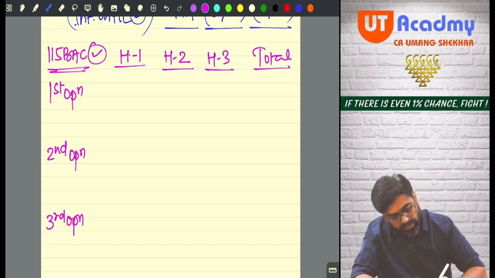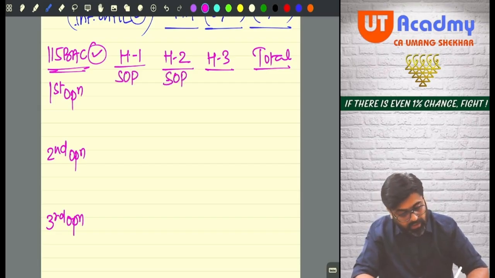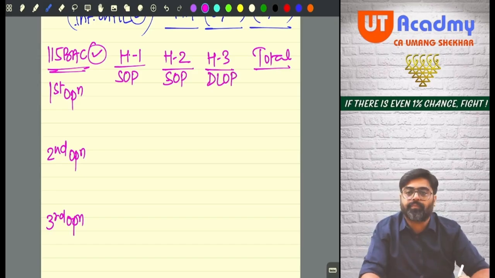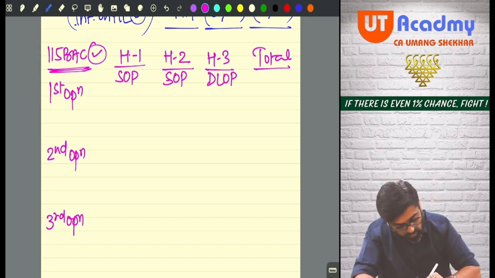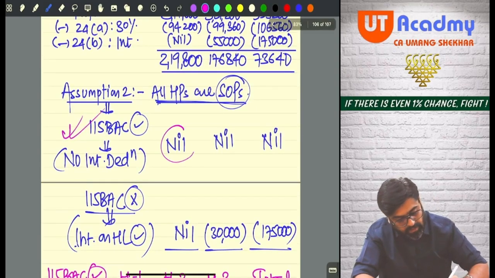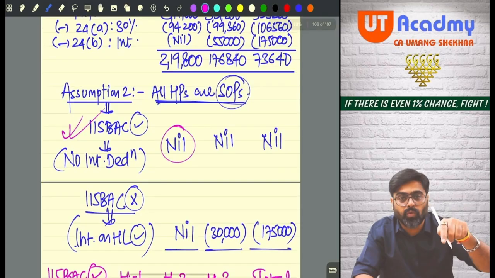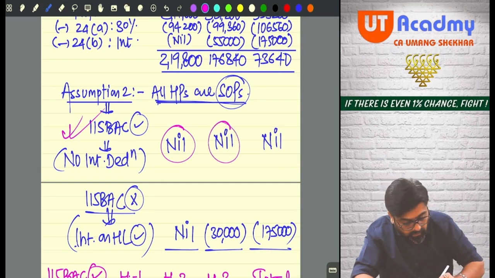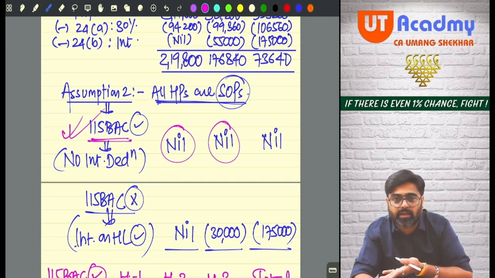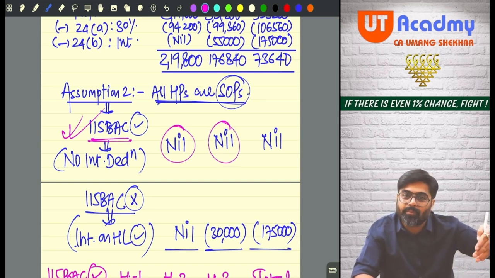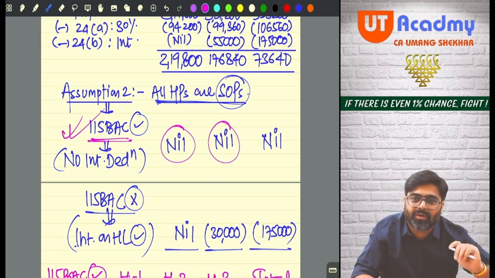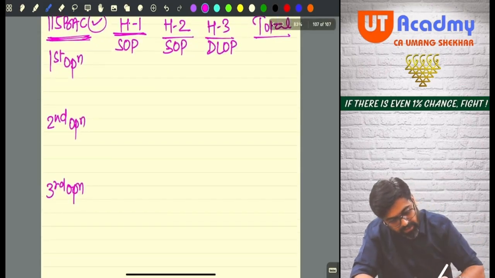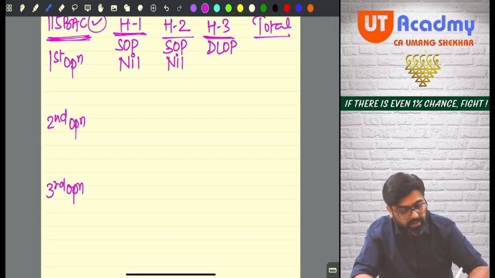If I treat house 1 as SOP, house 2 also as SOP, and house 3 I will have to treat as DLOP. Now tell me, if I follow 115 BSE and treat house 1 as SOP, what will be my income? Nil. I treat my house property 2 as SOP, what will be my income? Nil. Because under 115 BSE, I will not get any interest deduction. All the properties, there will be nil. Yes or no? So here, can I write SOP income will be nil? SOP income will be nil. Now, house 3 I am treating as DLOP.